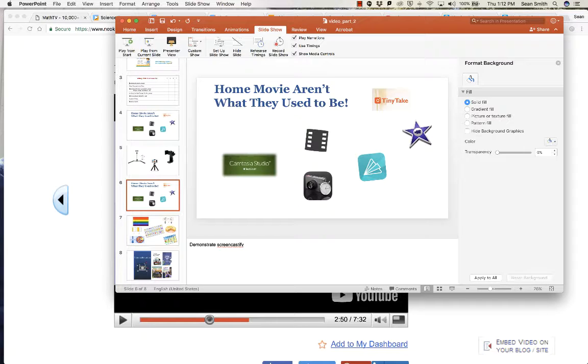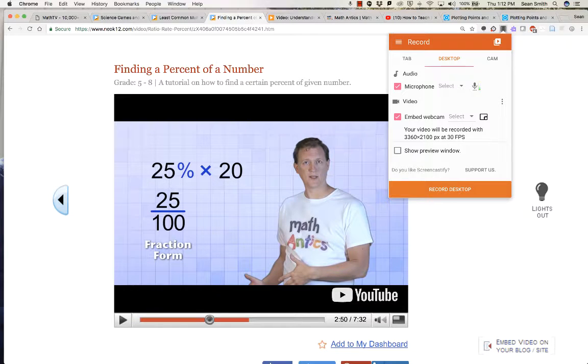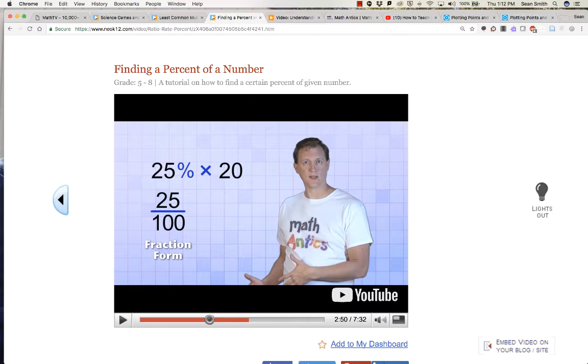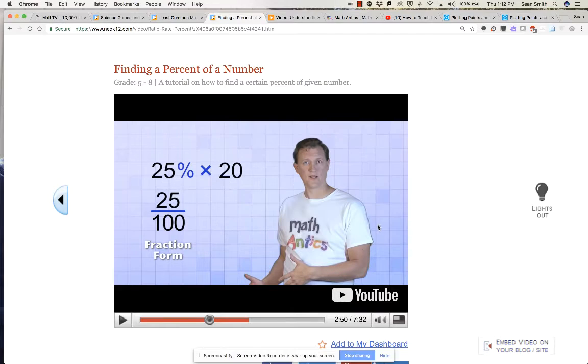We'll just escape out of that real quick, and let's go up under a tool that's free called Screencastify. So I'm going to grab Screencastify. It's a Chrome app, and it will allow me to record my desktop. I'll simply press record, and it says, what do you want to record? I want to record this, so I'll press share, and I'll start to talk. Well, 3, 2, 1. I'll start to talk now.